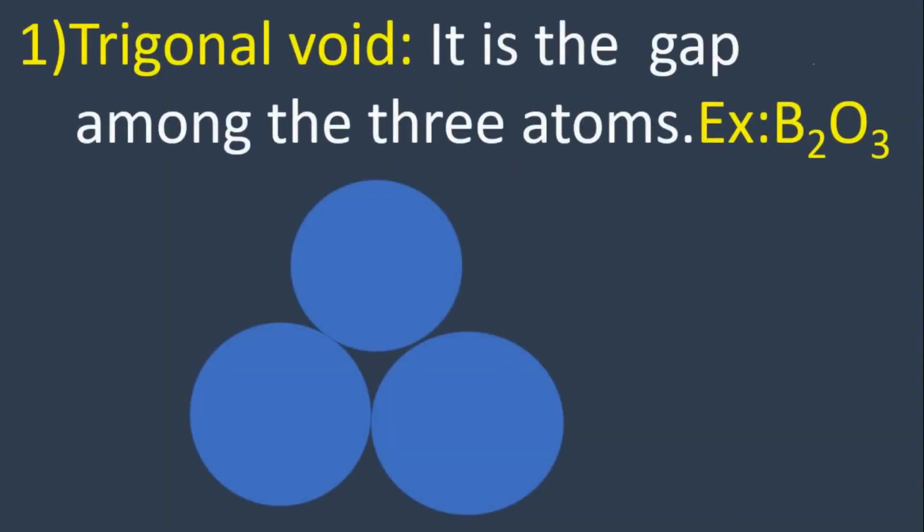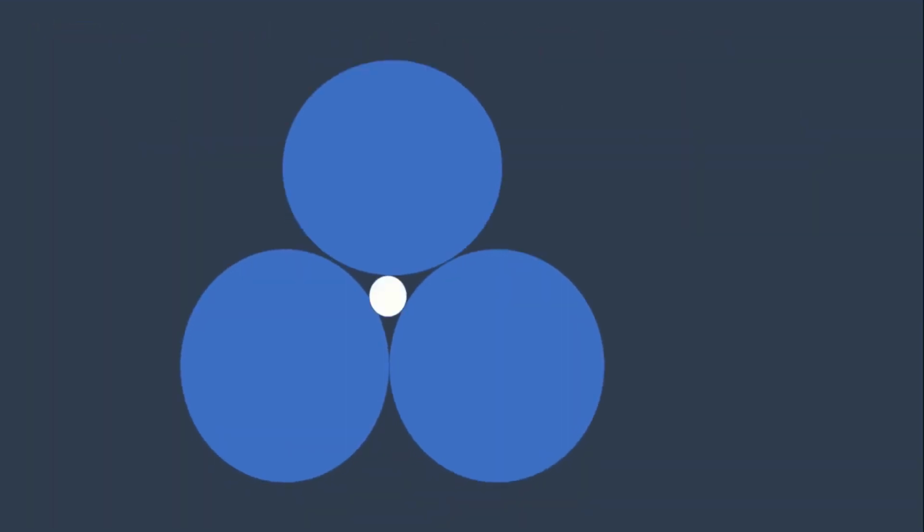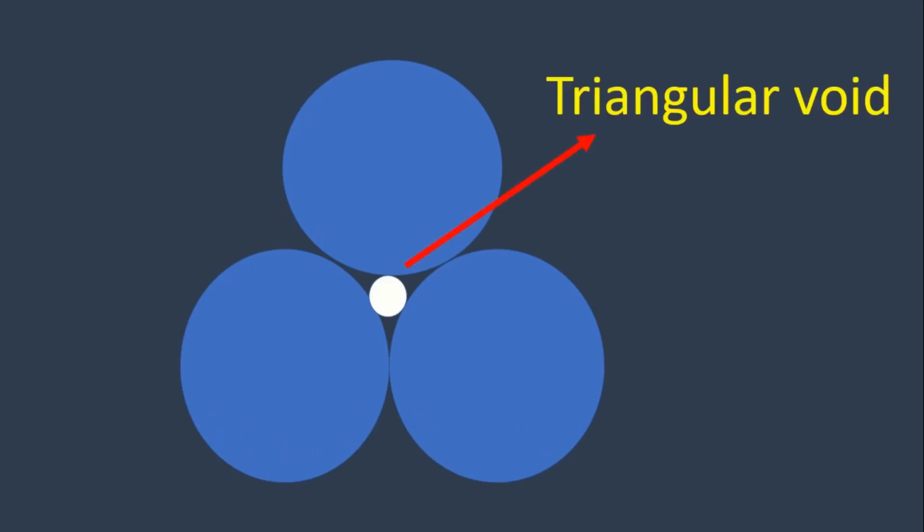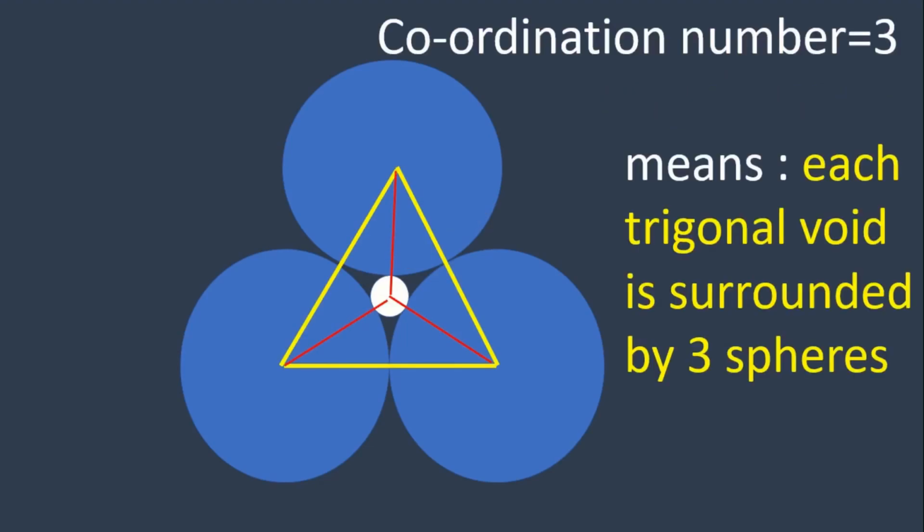Trigonal void. It is a gap among three spheres. This is the example. The blue color spheres are atoms. These have some empty place at the center. What is the largest spherical gap in that? That is called trigonal void. The white curved space indicates trigonal void. The coordination number is 3 here. It means each trigonal void is surrounded by 3 spheres.